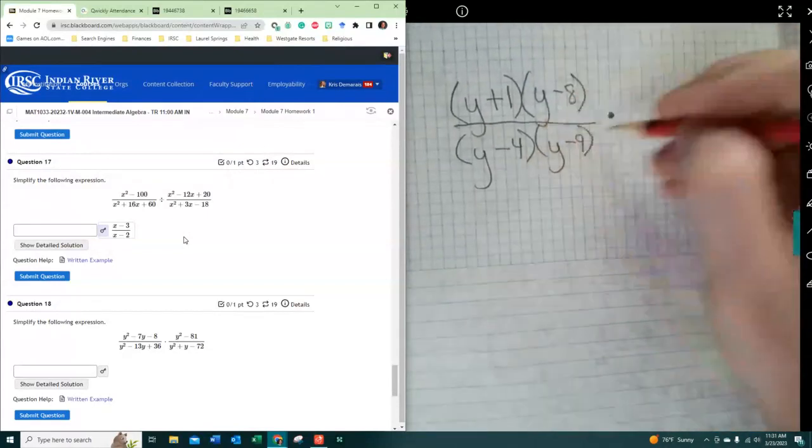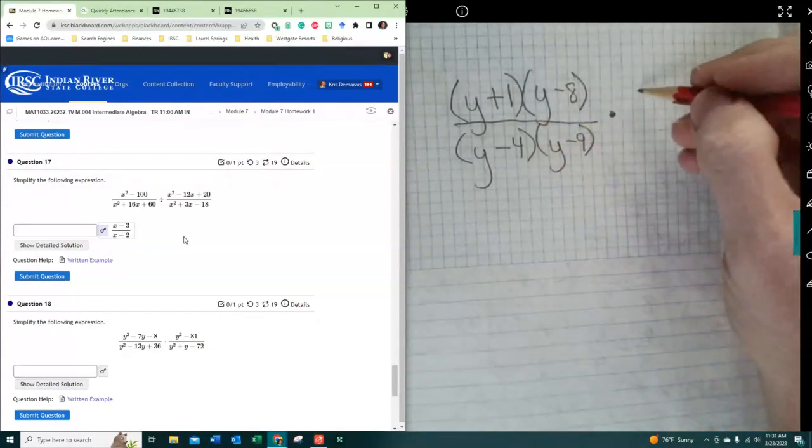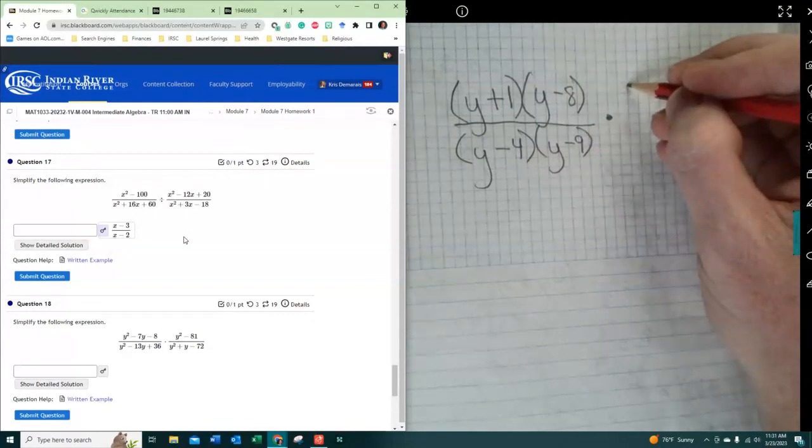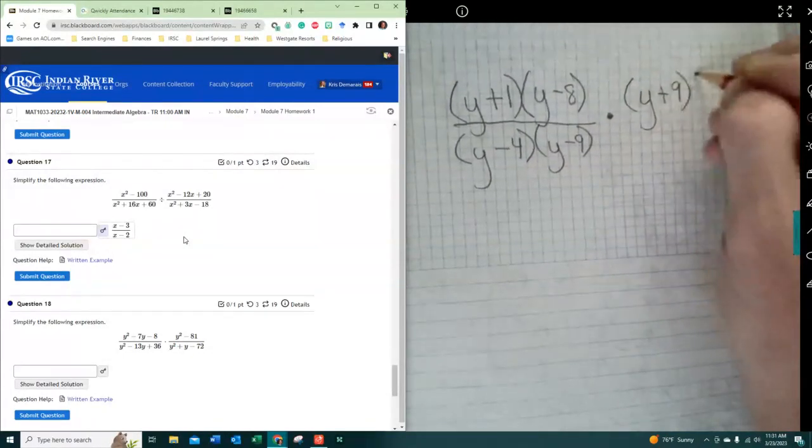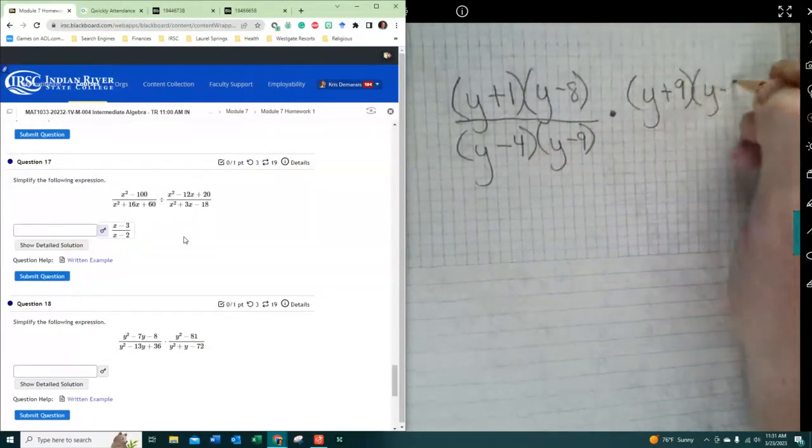Now we're going to go ahead and keep this all the same because it's multiplication, and we're going to factor the y squared minus 81. It's a difference of two squares, and we're going to get positive 9, negative 9.